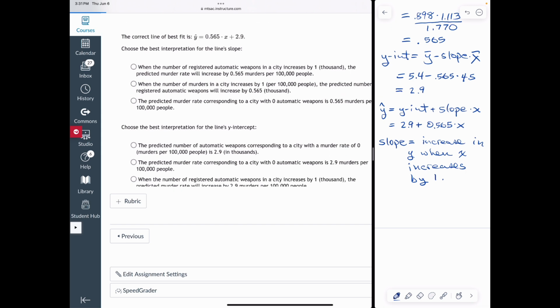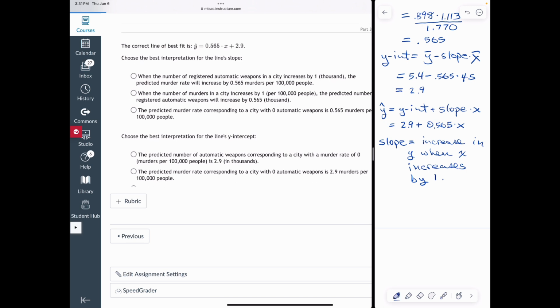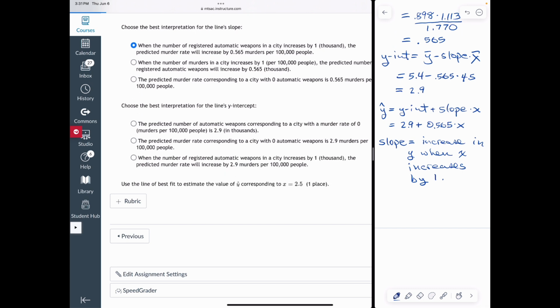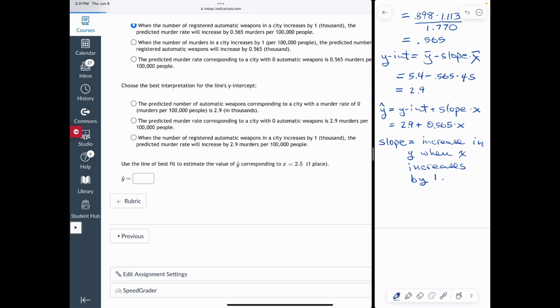All right, so we see it here on the first option. When the number of registered automatic weapons in a city increases by 1, the murder rate will increase by 0.565 per 100,000 people. That's exactly what I said. Okay, now the y-intercept is equal to the y value when x is 0.